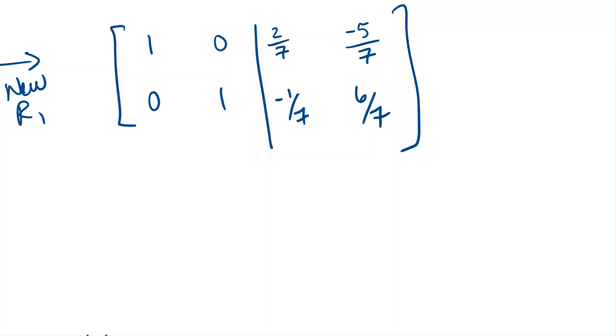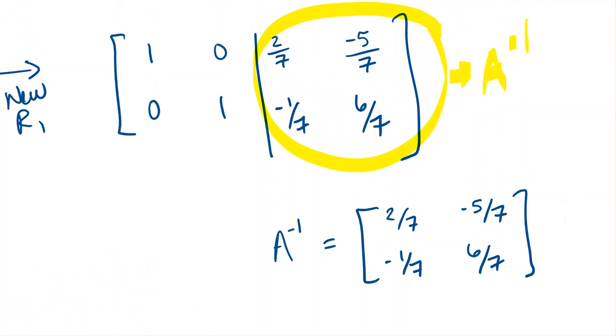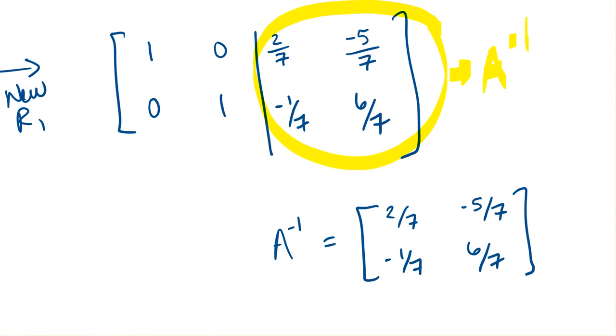So from this, we see that since this side has become the identity through row operations, what's left here becomes our A inverse. So we write our final answer. A inverse is then 2/7, -5/7, -1/7, and 6/7. So notice we got the same answer because we just did the same problem in 2 different methods. And this is the method that we're going to extend to finding the inverse of a 3x3 matrix, which we'll see in our next example.